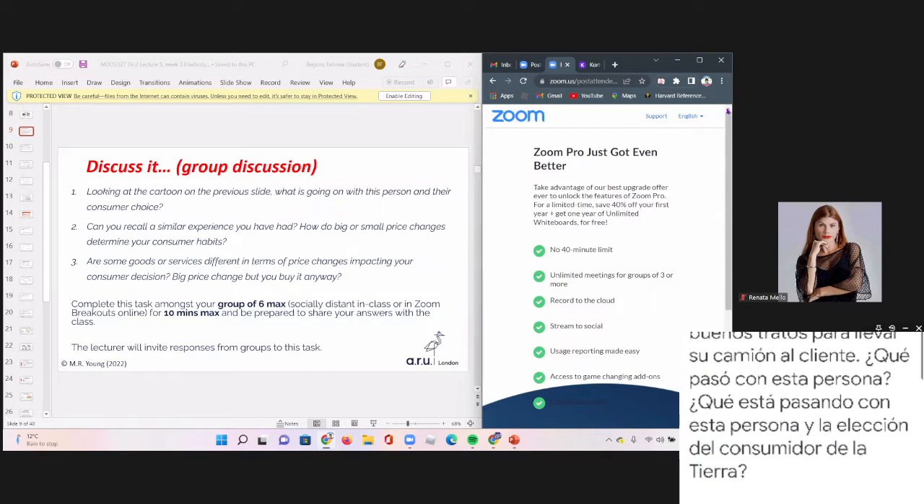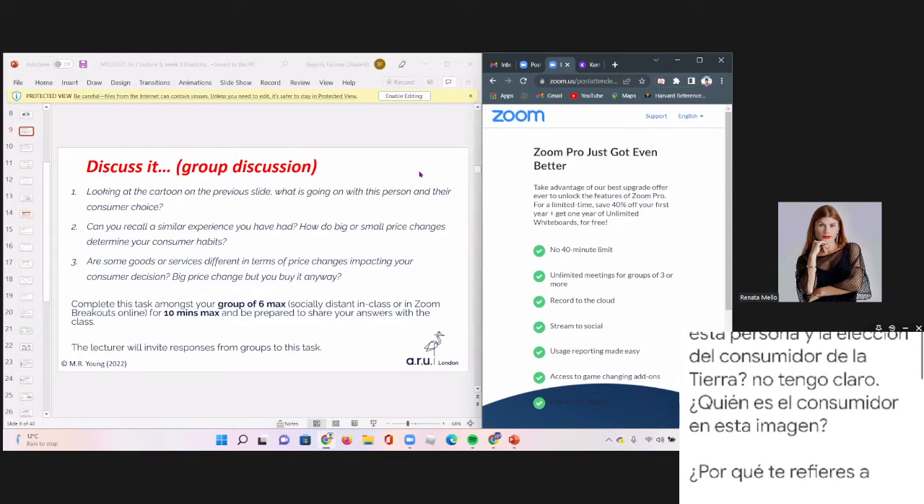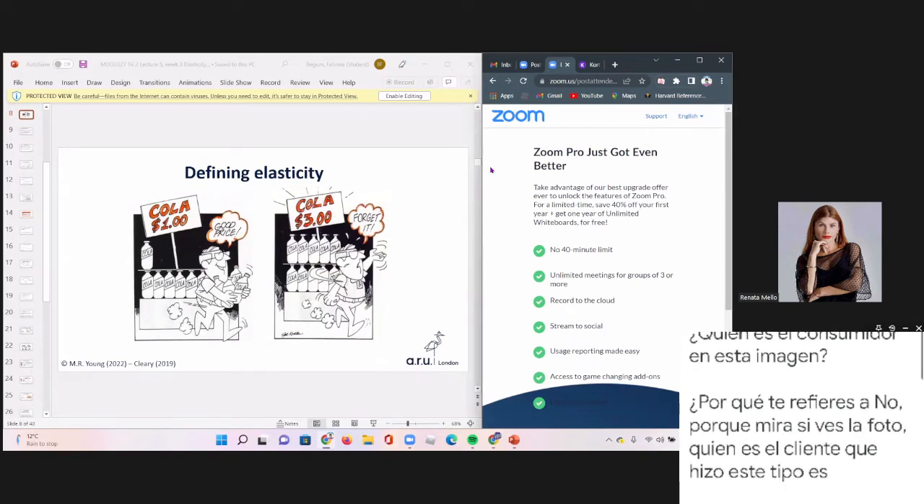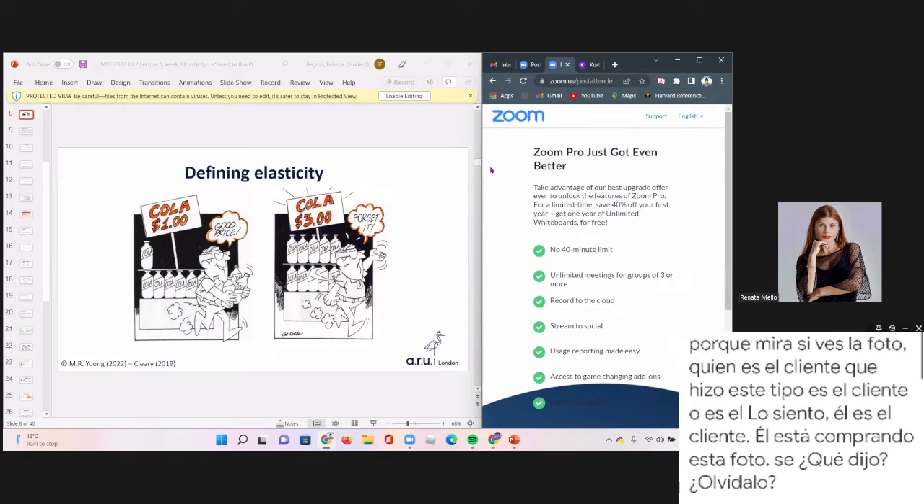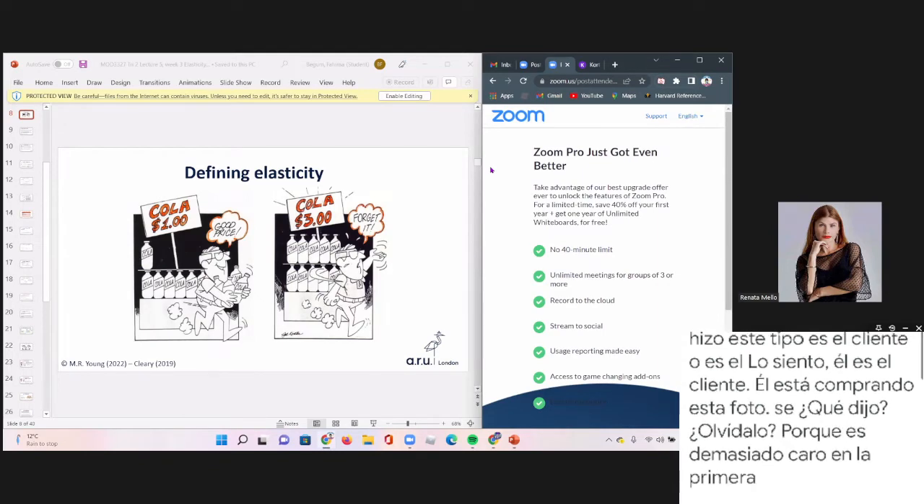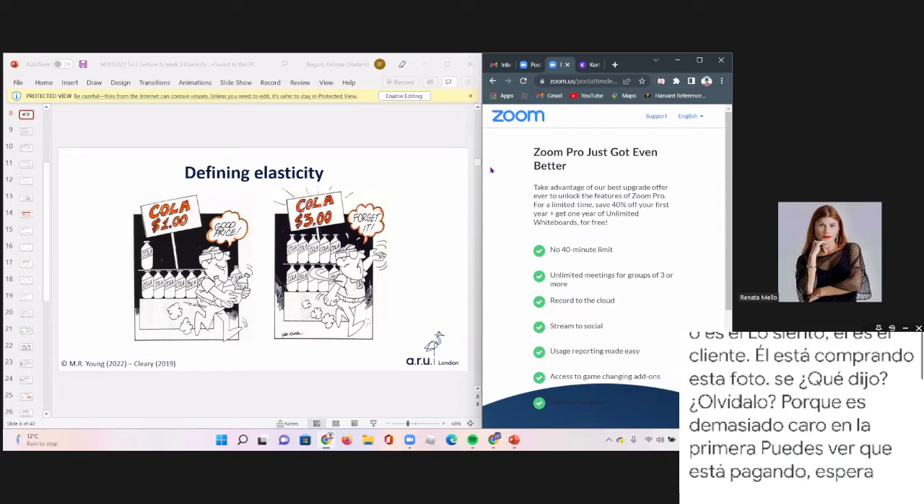I'm not clear who the consumer is in this picture. What do you mean, David? Look, if you see the picture, who is the customer? He's the customer, he's buying. In the first picture, he's buying. But why does he say forget it? Because it's too expensive. In the first picture, you can see he's paying $1 per button. And then he didn't want to buy because it was too expensive.